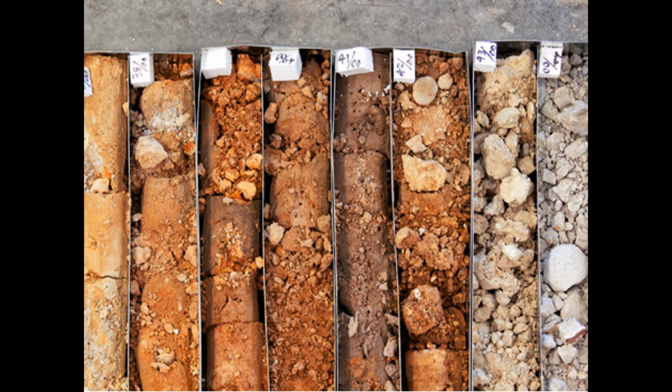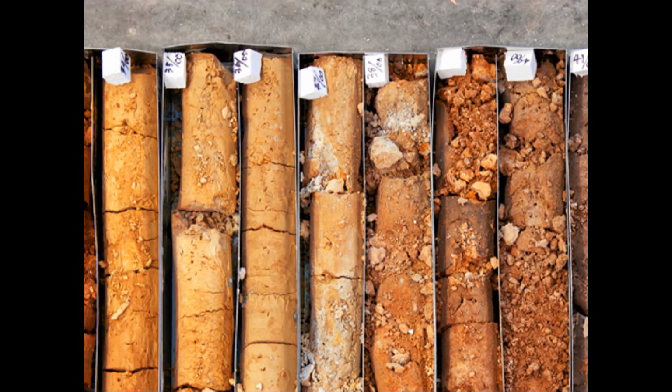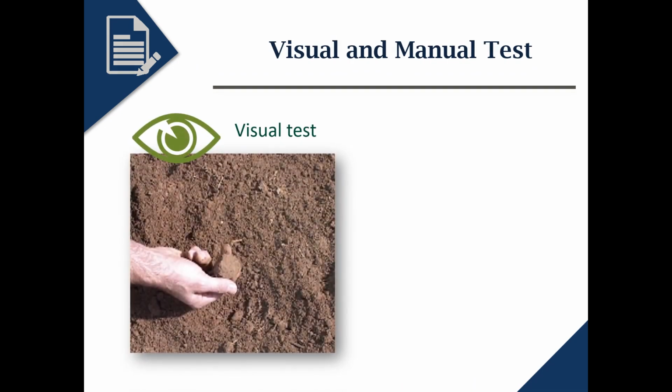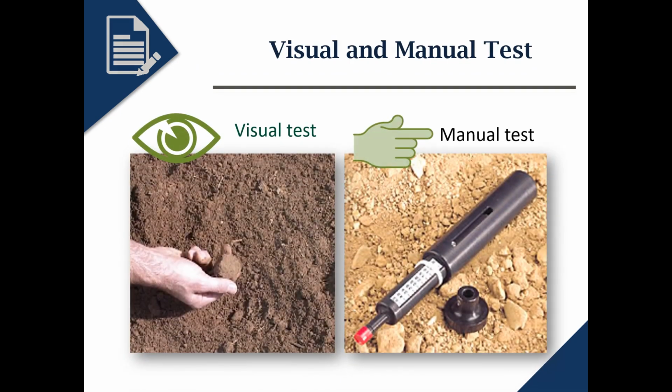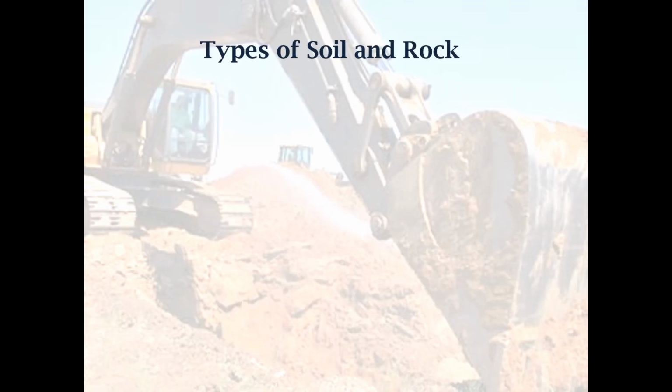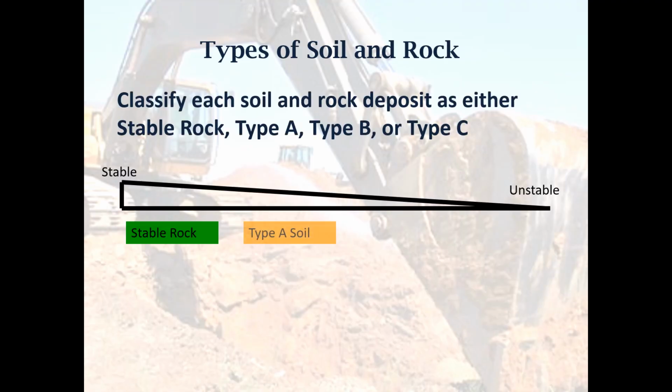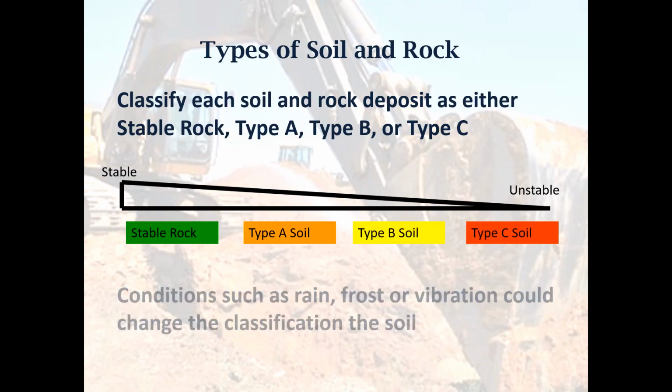The classification of soil and rock deposits must be done by a competent person. This analysis must be made based on the results of at least one visual and one manual test. The competent person must classify each soil and rock deposit as either stable rock, type A, type B, or type C. Keep in mind that conditions such as rain, frost, or vibration could change the classification of the soil.